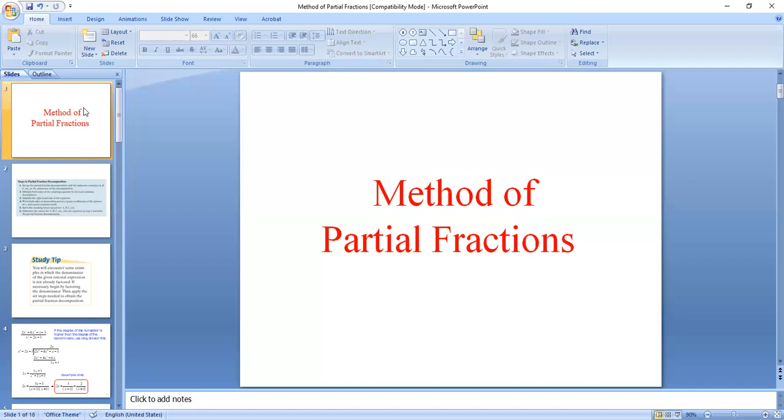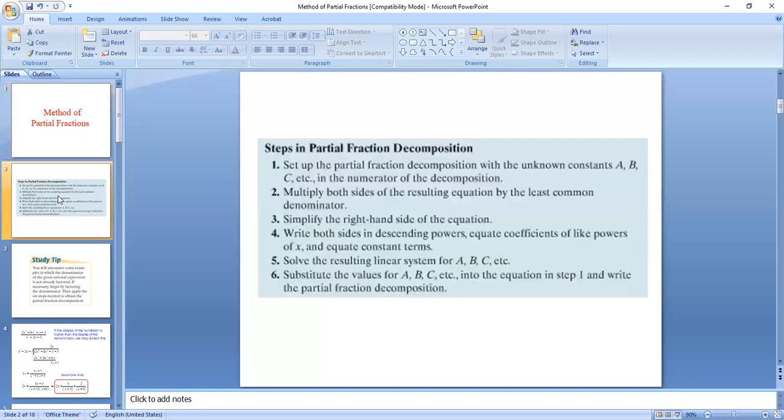Now, what is the 6-step procedure that we need to follow, so that you can determine the integral of a given expression? Let's look into these steps in partial fraction decomposition. Step 1: set up your partial fraction decomposition with the unknowns A, B, C. We call these unknowns, class, the unknown coefficients, whose values you will determine. These A, B, C, or D, or F, depending on the number of partial fractions you have, are all written in the numerator. You will see it later.